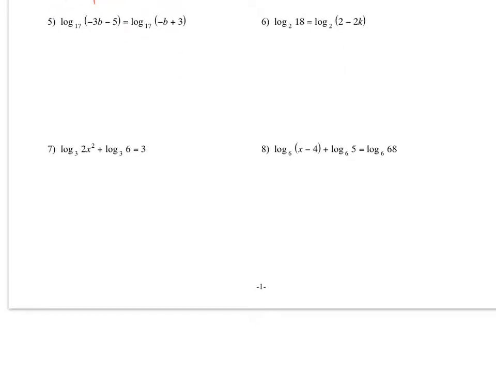For number 5, we've got a log on both sides. That means that the insides have to be equal if those are the only two things in the problem. So negative 3b minus 5 is equal to negative b plus 3. I'm going to add 3b to both sides. 2b minus 3 to both sides, negative 8. b is equal to negative 4.